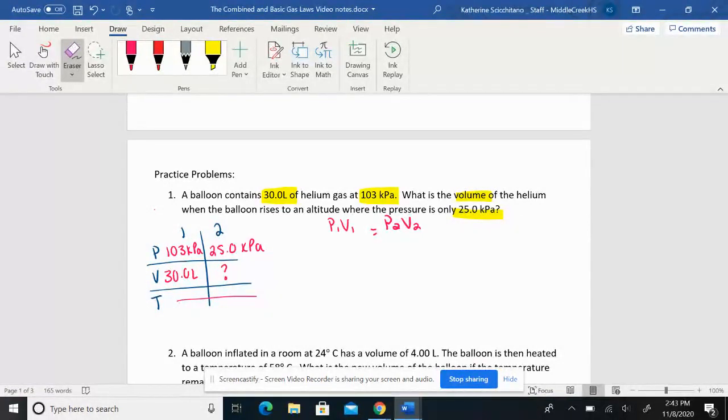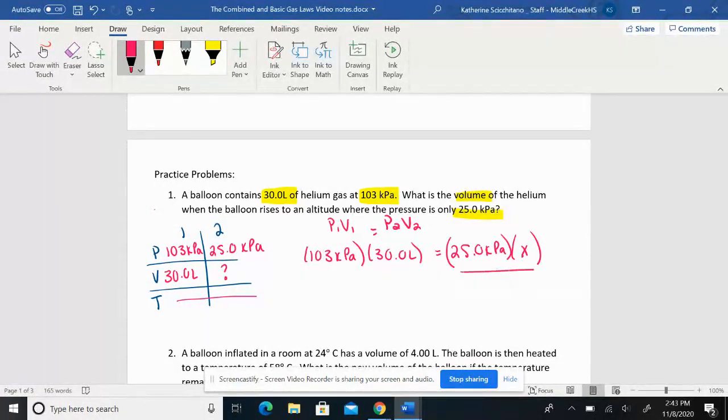So we have a first pressure, so that is going to be 103 kPa. We have an initial volume, which was 30.0 liters. And we have a second pressure, which is 25.0 kPa. And we have a second volume as our unknown. So that is what we're searching for. So in order to solve for x, we need to divide away from it. So we are going to divide both sides by 25 in order to get our answer.